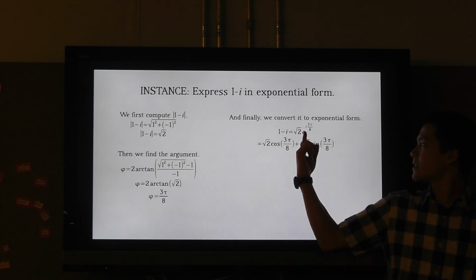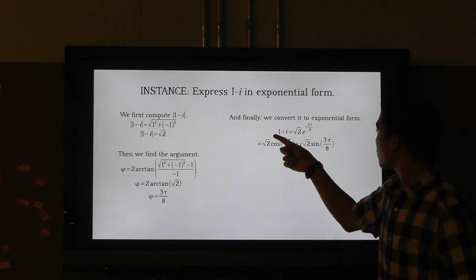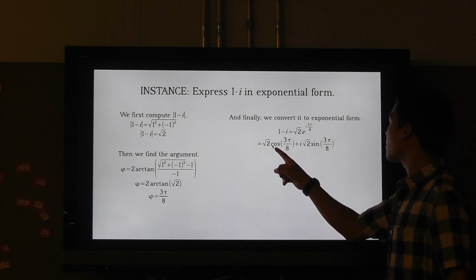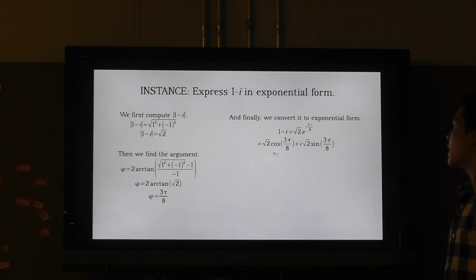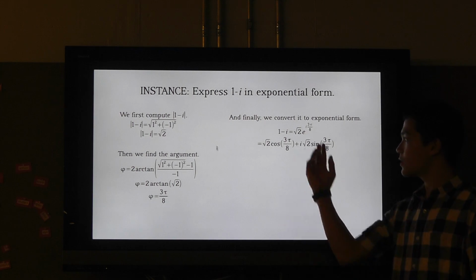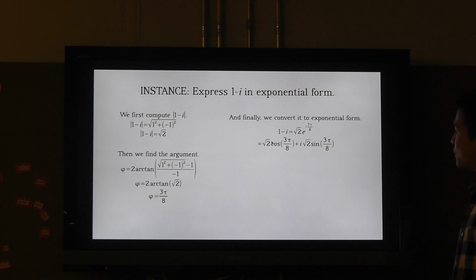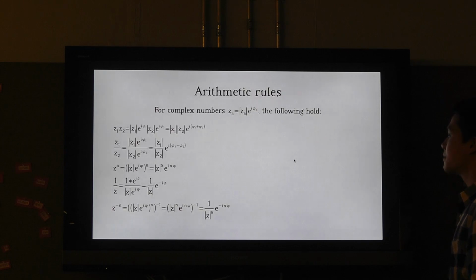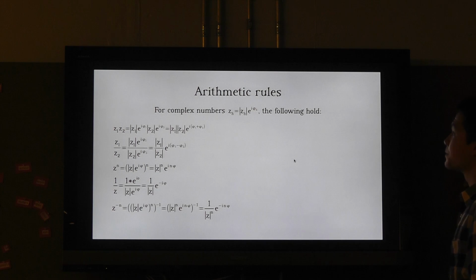And if you expand this, it becomes root 2, there should be parentheses around that. Oh, no, never mind. I distributed it. Okay, so it's root 2 times cosine of 3 tau over 8 plus i root 2 times sine of 3 tau over 8. Remember, I kind of skipped a step there. You're basically distributing the root 2 to the cosine of phi plus i sine of phi.